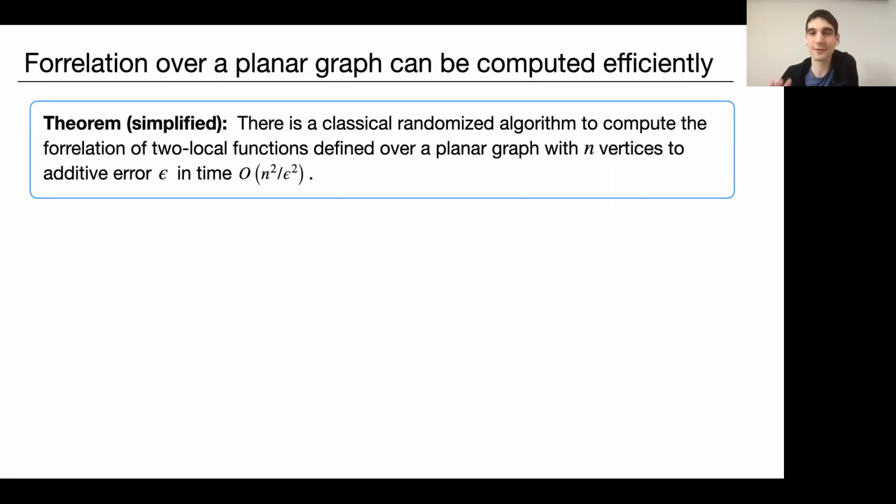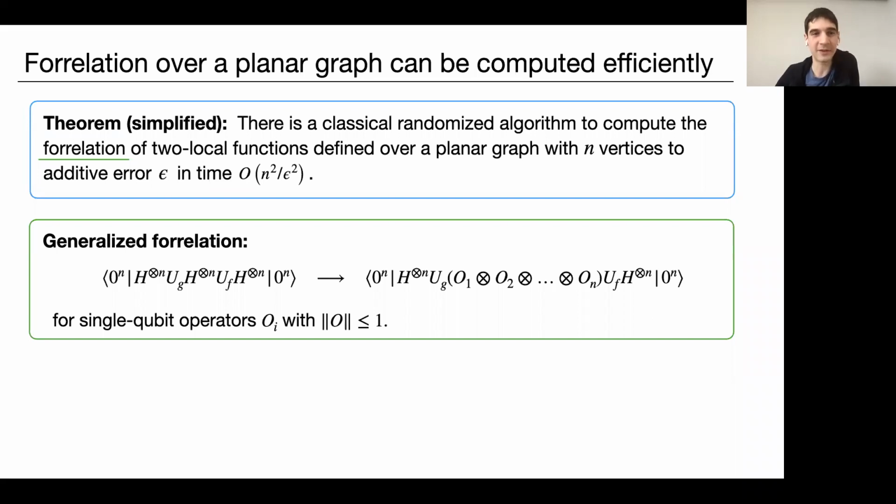Okay, so now that I've formally defined what a two-local function is, I can peel back some of the complexity on this theorem. Now we can say there's a classical randomized algorithm to compute the Forrelation of these two-local functions defined over planar graphs in time that scales like n squared over epsilon squared, where n is the number of vertices of the graph. There are a couple of things that I want to point out about this theorem.